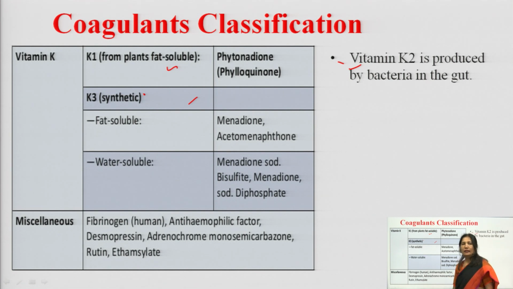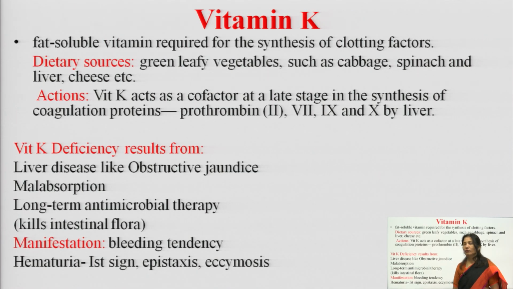Other coagulants are human fibrinogen, anti-hemophilic factor, desmopressin, adenochrome monosemicarbazone, ethamsylate, etc. Now, first we will understand the pharmacology of vitamin K, that is how it produces coagulant action. Vitamin K is a fat soluble vitamin required for the synthesis of clotting factors. Dietary sources are green leafy vegetables such as cabbage, spinach, and liver and cheese.